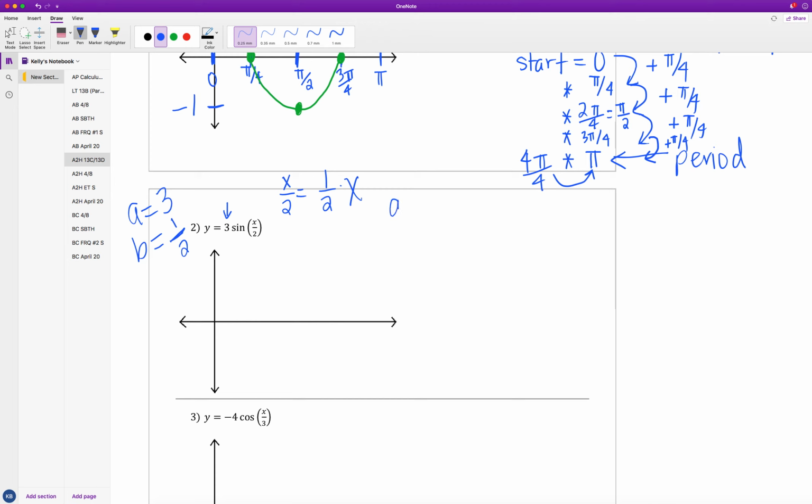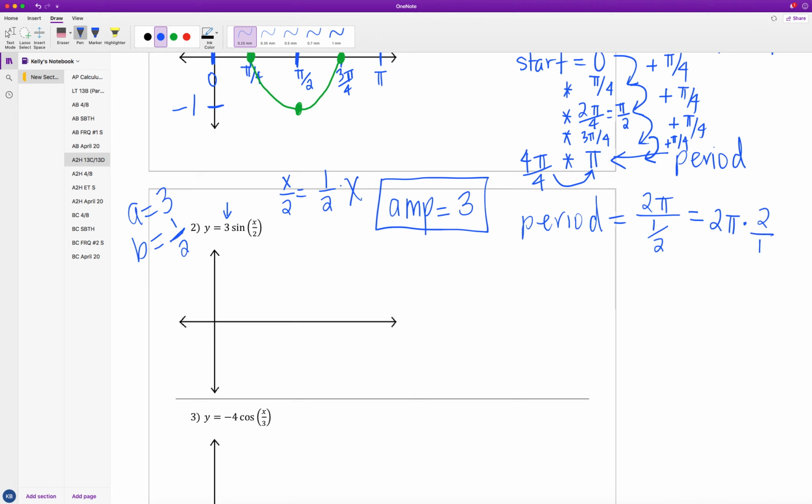From here, using that information, I can tell you that my amplitude is going to be equal to 3, since that would be the absolute value of A. And the other thing I can tell you is that our period for this example is going to be 2 pi over the B value, so 2 pi over 1/2. Now this is a perfectly fine answer, but it's not really helpful in terms of graphing, so I want to simplify this. Instead of dividing by the fraction, it's the same thing as multiplying by the reciprocal. So I can multiply by 2 over 1, and I end up getting a period equal to 4 pi, if I can fit it on the screen there.